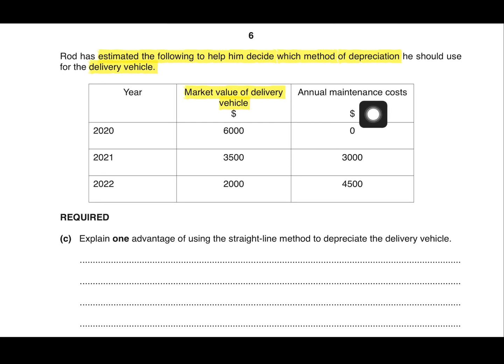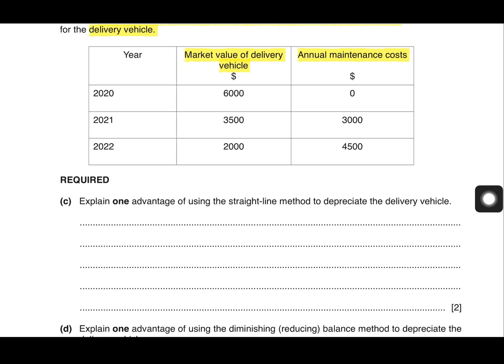Then there will be some annual maintenance costs as well related to this delivery vehicle. However, there will be no cost in the first year. Very good, because it was the first year of it being operational. Then in the second year 3,000, and in the third year it will increase by 1,500 more, so it would be $4,500. Now let's read the requirements.